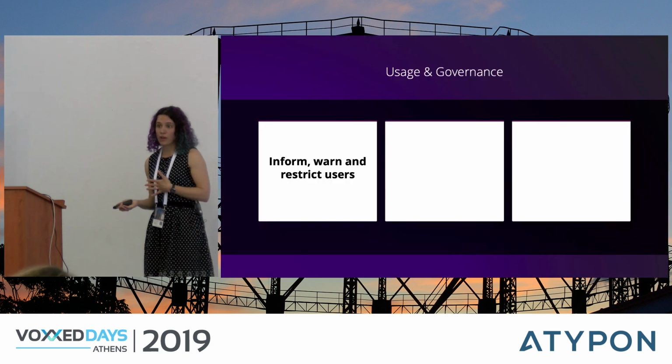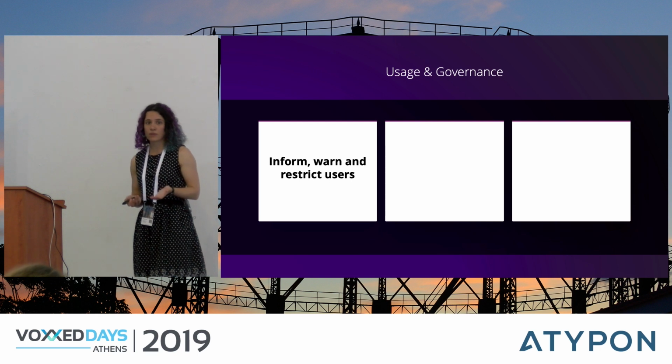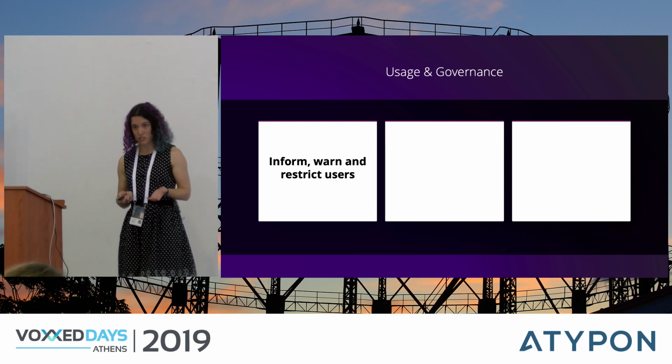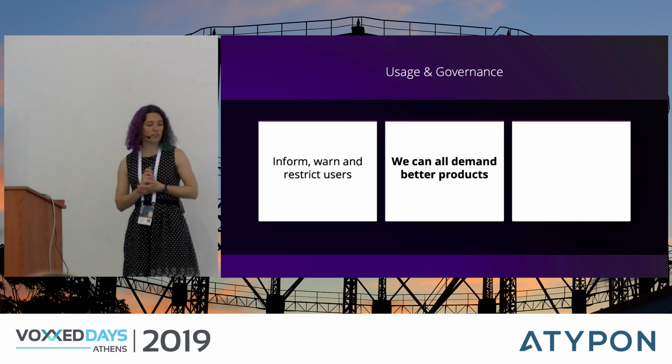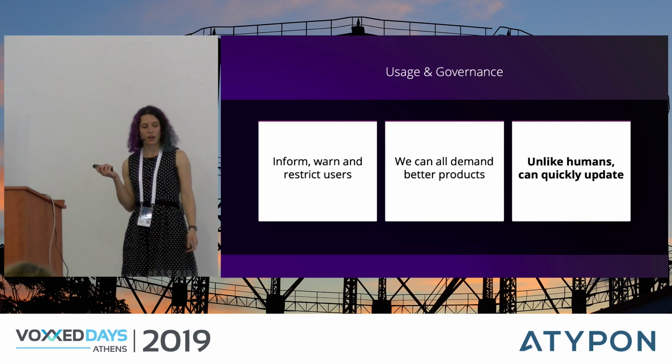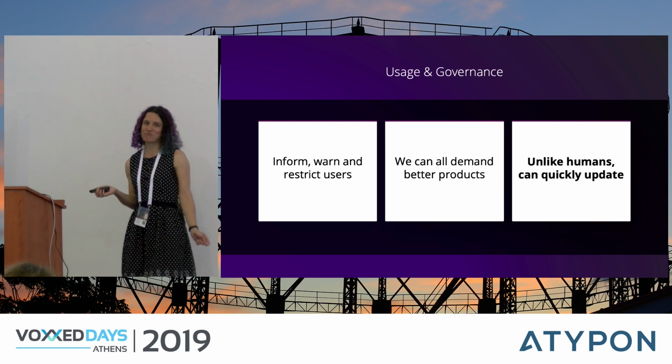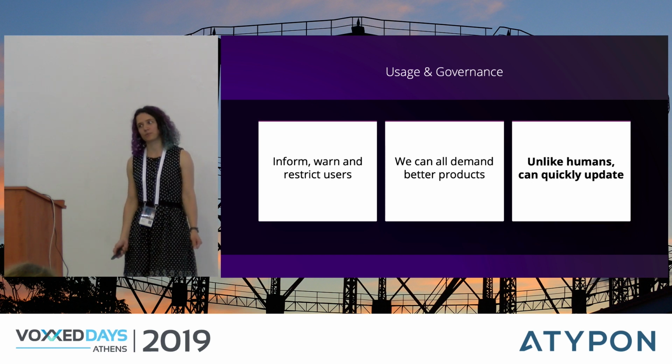So can we inform our users? Can we warn them? Sometimes even restrict them to try and make sure that our products are not damaging? What are ways that we can all demand better products, better governance? And unlike humans, machines can be updated so much quicker. We can use this to our advantage.